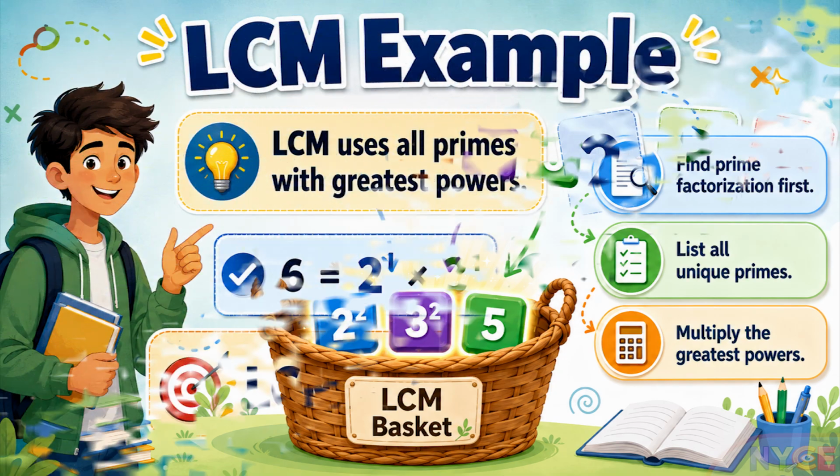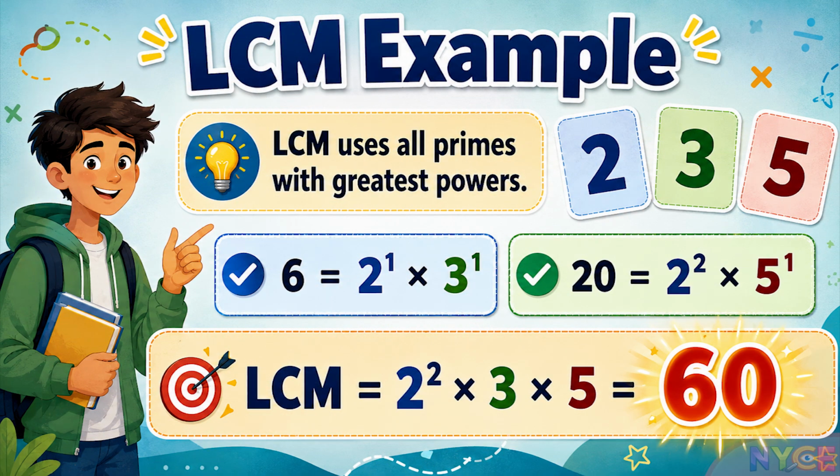Now, find the LCM of 6 and 20. First, prime factorize both numbers. 6 equals 2 to the power 1 times 3 to the power 1. 20 equals 2 squared times 5 to the power 1. Now, list every prime factor that appears in any number. We have 2, 3, and 5.